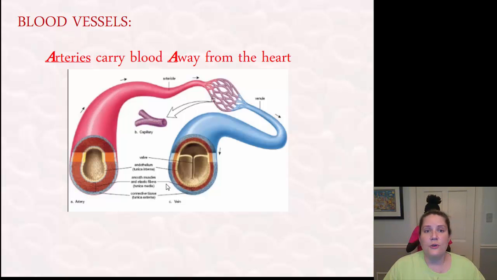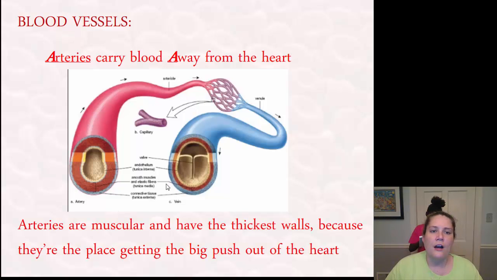All right, so the blood vessels. You have arteries. Arteries carry blood away from the heart. Arteries away. Arteries are really muscular, and they have the thickest walls because they're the place that gets the big push of blood out of the heart.